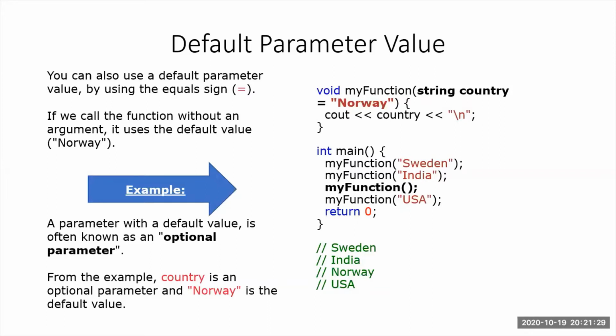Okay, but anyways, focusing on the slide here, if we have my function and we pass in Sweden, it overrode the country default value, which is Norway, and it's going to print Sweden instead. Same thing for India, but in this third line right here, my function, we didn't pass any value to it, so the default is going to be whatever you set in the parameter, which is Norway.